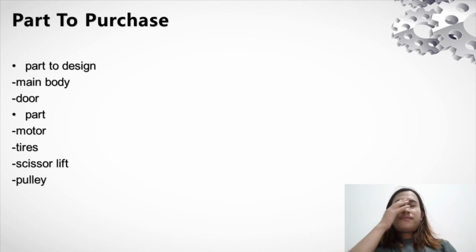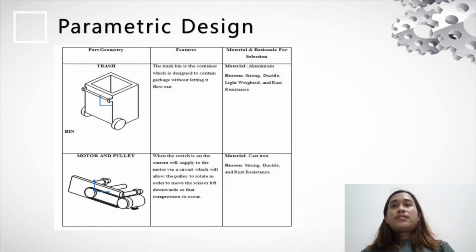Parts to purchase. For the parts to purchase, we have main body, door, motor, tire, scissor lift, and pulley. Next, we have parametric design. For the parametric design, first we have the trash bin. This feature is designed to contain the garbage without letting it flow out. This trash bin will use aluminum as the material because it is strong, ductile, lightweight, and rust resistant.